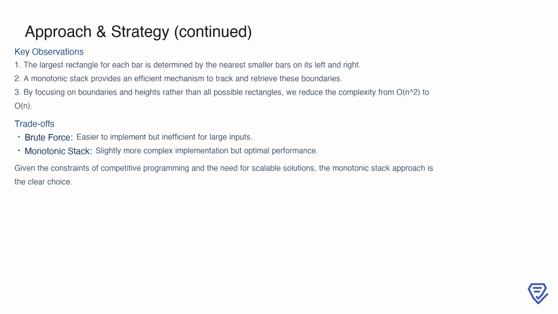First, the largest rectangle that can be formed using a given bar is determined by the nearest smaller bars on its left and right. Second, using a monotonic stack is an efficient way to track these boundaries and retrieve them as needed. By focusing on these boundaries and the heights of the bars, we eliminate the need to calculate areas for all possible rectangles. This reduces the time complexity of the solution from O(n²) in the brute force approach to O(n) in the stack-based approach.